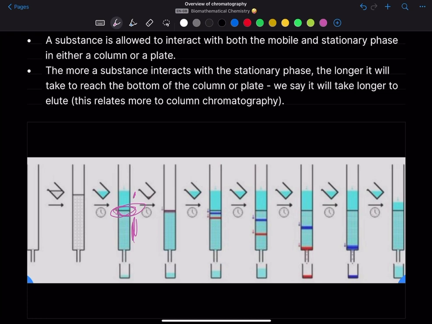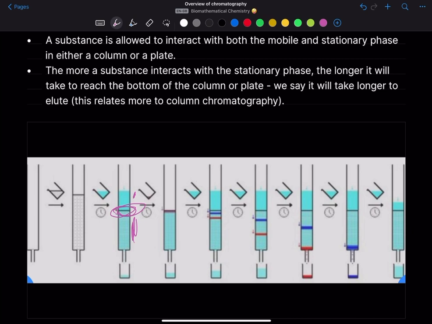And when it comes down to column chromatography, we talk about the time for elution, the elution time, and they would elute less quickly because they have a stronger affinity to the stationary phase. They're more strongly attracted to the stationary phase compared to the mobile phase, so they'll move more slowly, and they'll have a longer time of elution.